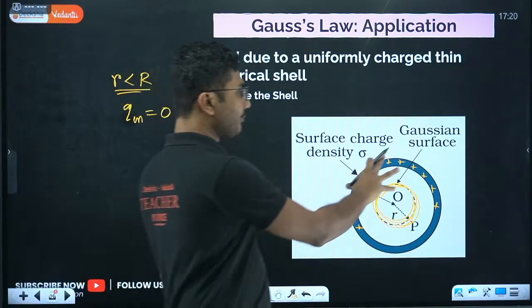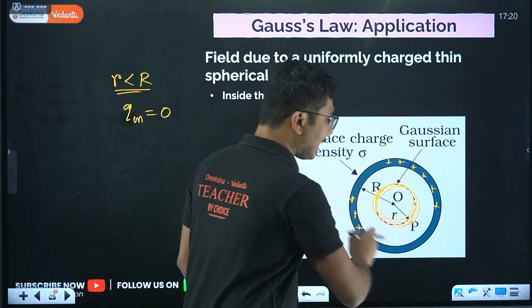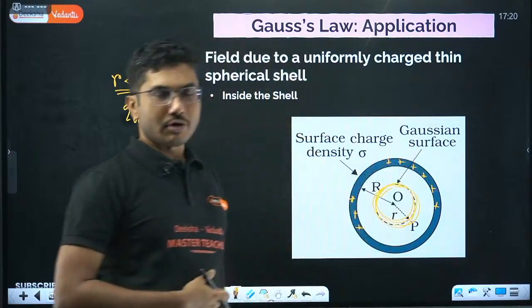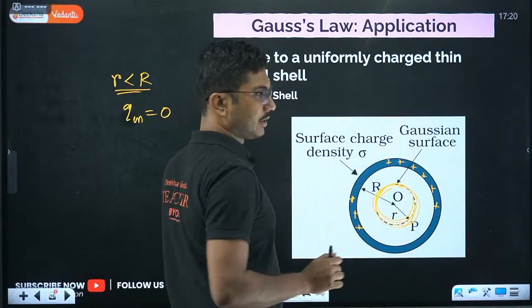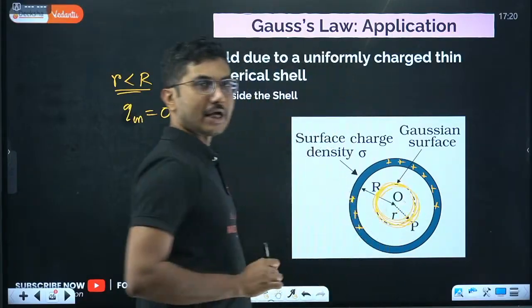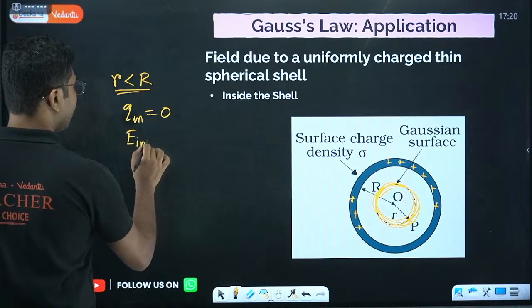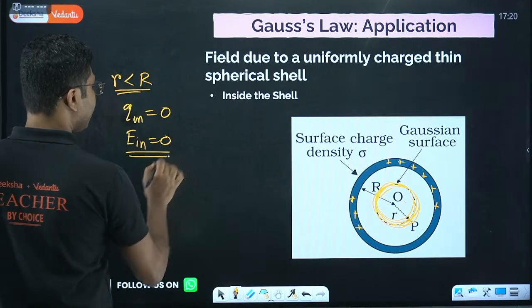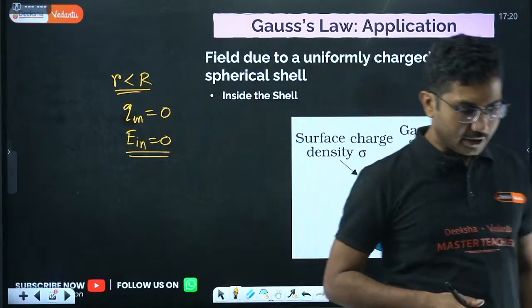Because this Gaussian surface is smaller than the shell, the entire charge is located outside, and Gauss's law only considers the charge which is located inside. So because this is your Gaussian surface, there is no charge inside this. That means the electric field inside will be 0. For a spherical shell or a conductor, the electric field inside will be 0.